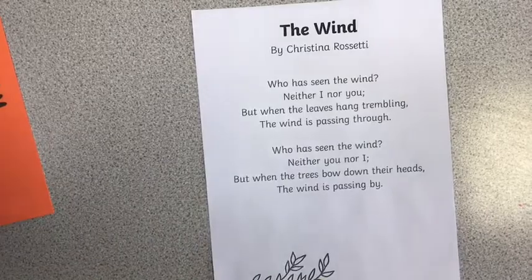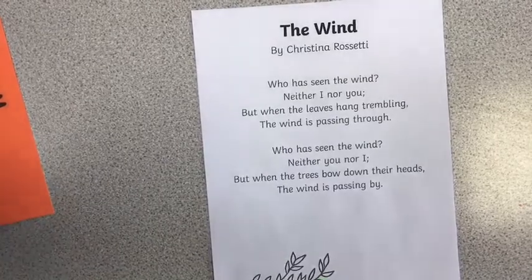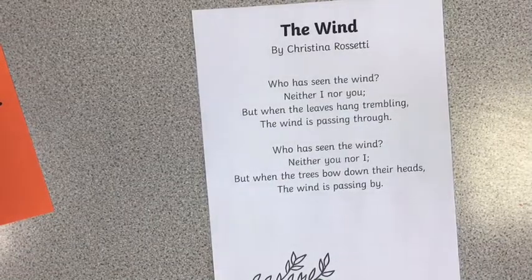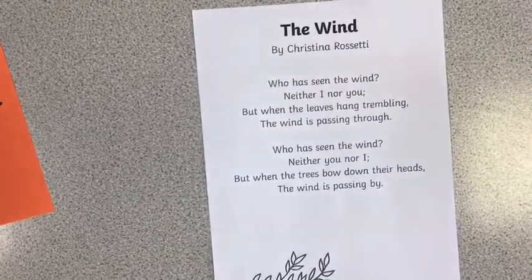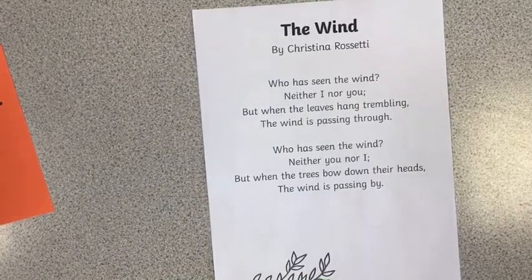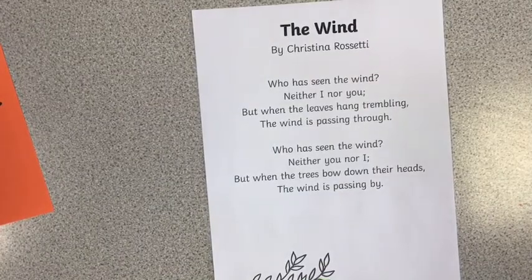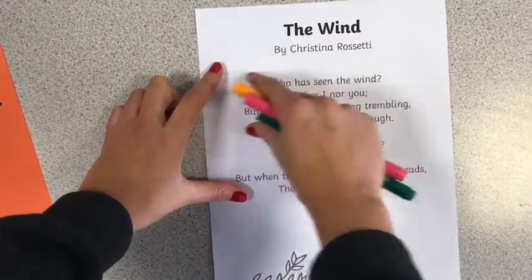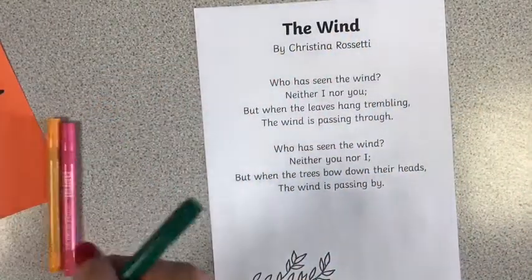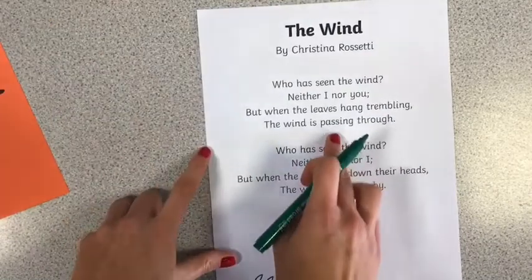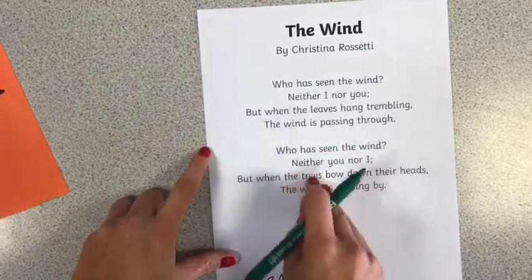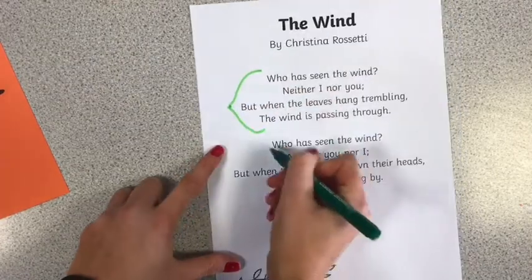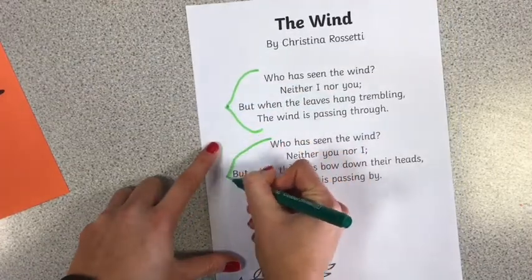Okay, so we can see that this poem is about the wind. Okay, so the first thing I want to look at is how is the poem laid out. So poetry is laid out in verses. Now I can see that there is a verse here. This is my first verse. Because verses have a gap, a little line, and it will start on a new line. So my first verse is here, and then my second verse is there.